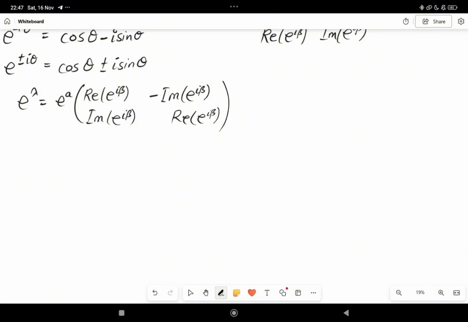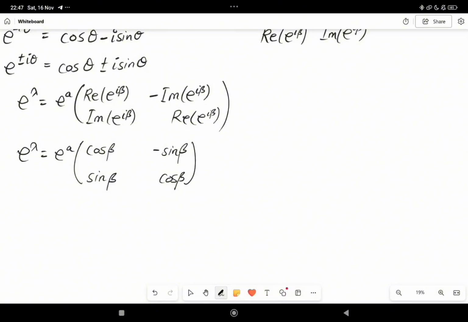So since we have this, we are going to substitute the values we have for each one of them. So E to the power lambda is given by E to the power A multiplied by, we have the cos of beta, we have minus the sine of beta, and we have the sine of beta, and again we have the cos of beta. And this is going to be the form of our solution.